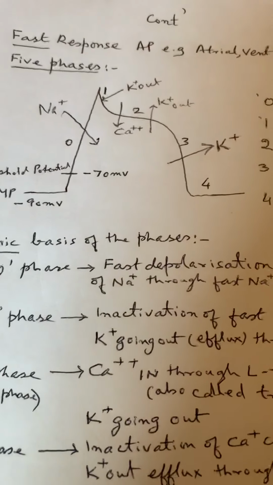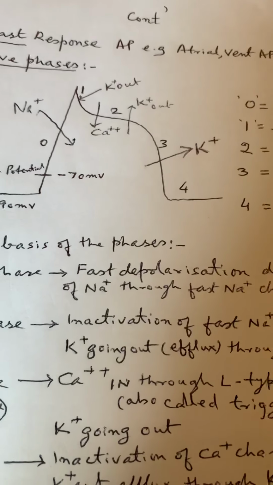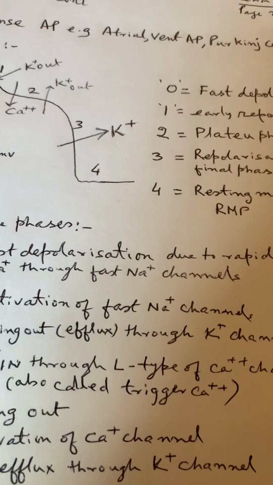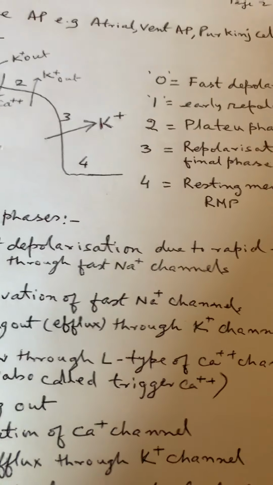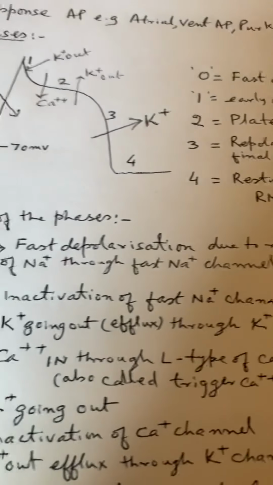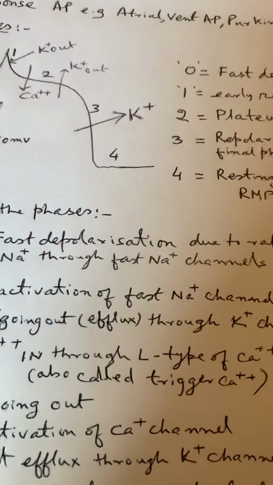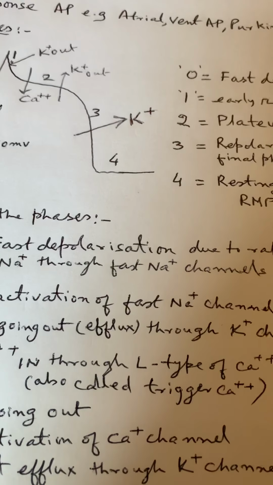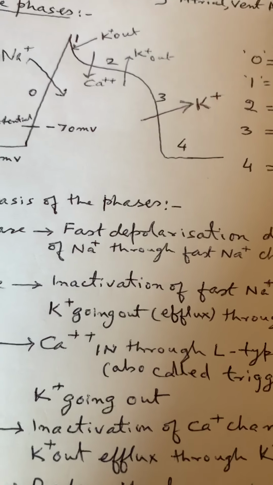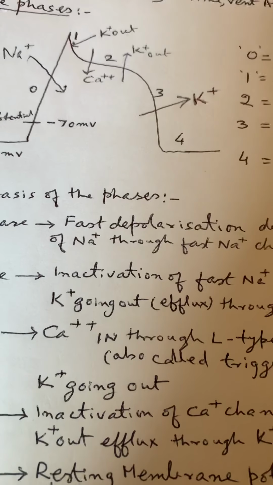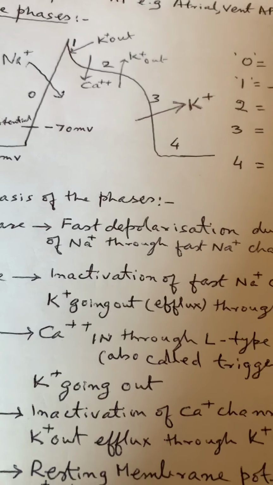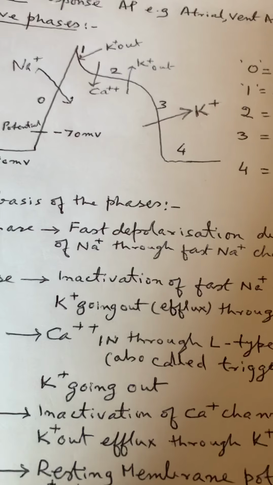Here what happens? Calcium, which is a positive charge, is entering through the L type, long lasting calcium channel. So calcium is entering through the L channel, and this is also called trigger calcium. And the next thing is potassium going out. So calcium coming in, potassium going out, nearly balancing. That's why there is a flat line or plateau phase.